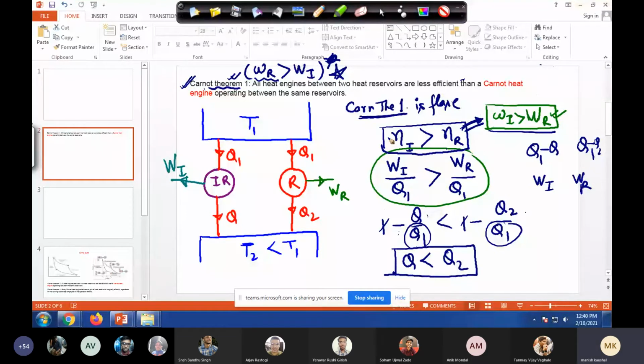Yes, sir. So we have Wi greater than Wr, and we have Q less than Q2. That's what we prove from this claim. Starting from this claim, we have reached here. Now what we'll do, see carefully.